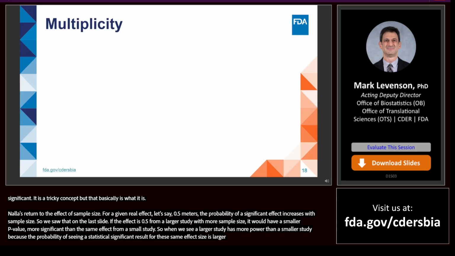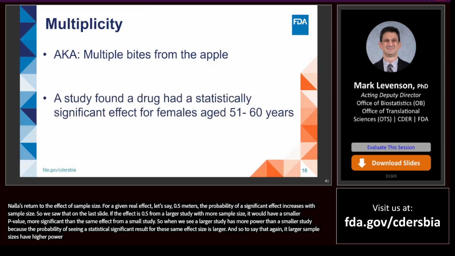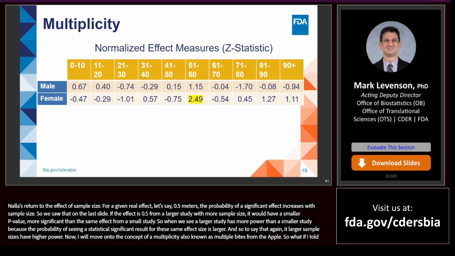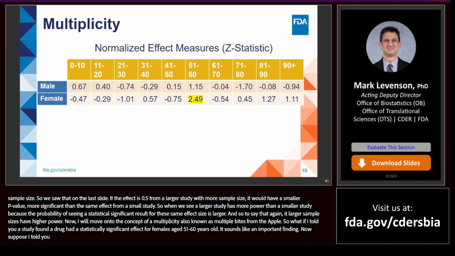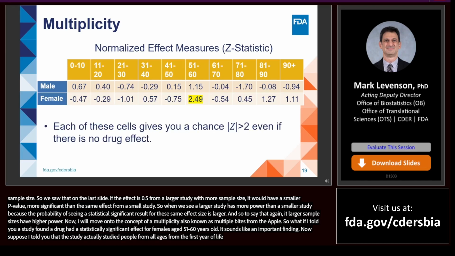Now I will move on to the concept of multiplicity, also known as multiple bites from the apple. Suppose I told you a study found a drug had a statistically significant effect for females aged 51 to 60 years old. Well, that sounds like an important finding. Now suppose I told you the study actually studied people from all ages, from the first year of life to people over 90, and both males and females. And they calculated the Z-statistic for every combination. So each of these cells gives you a chance of the Z-statistic being greater than 2, even if there's no drug effect.